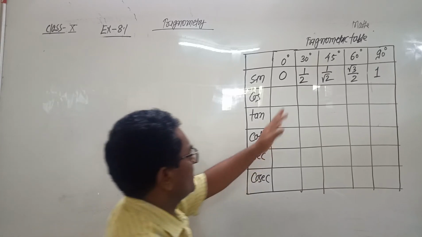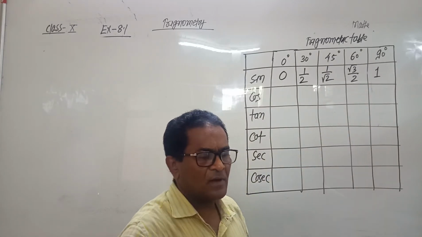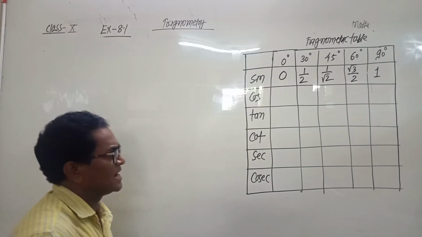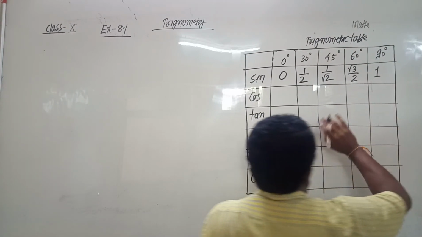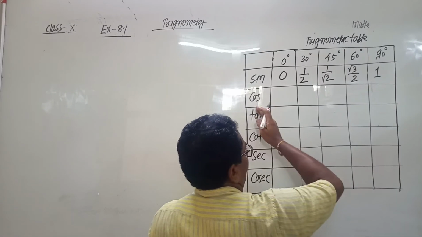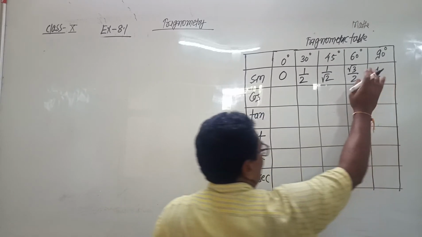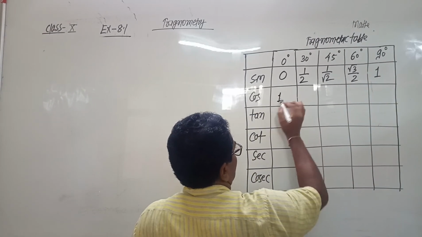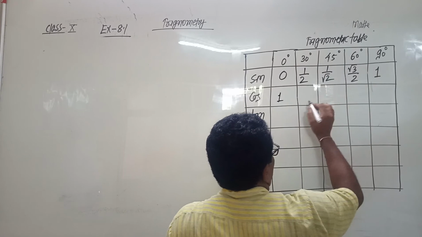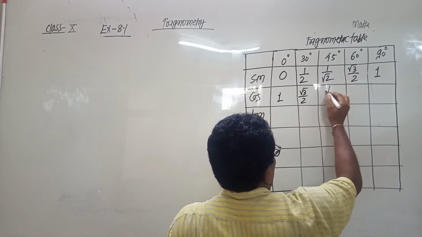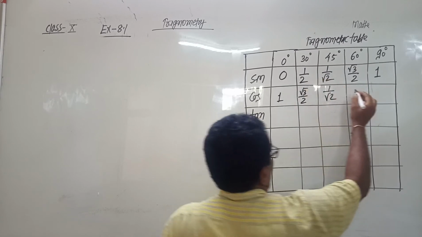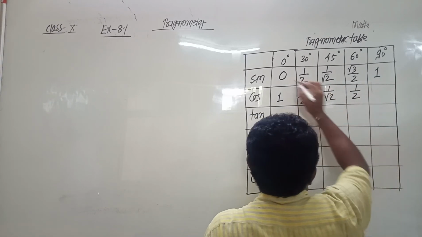This you have to remember, learn only. 0, 1 by 2, 1 by root 2, root 3 by 2 and 1. To write the value of cos, you will write in reverse order. So the value of 1 which is in last would be written first. Then the value of root 3 by 2 is written in the second. 1 by root 2, then 1 by 2 and then 0.